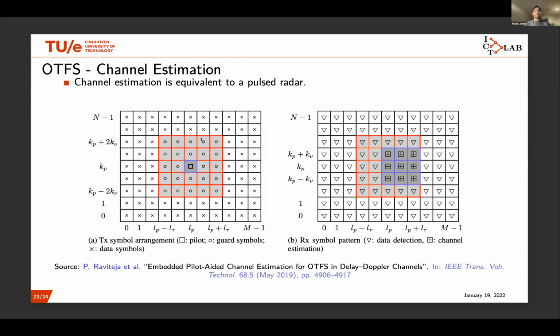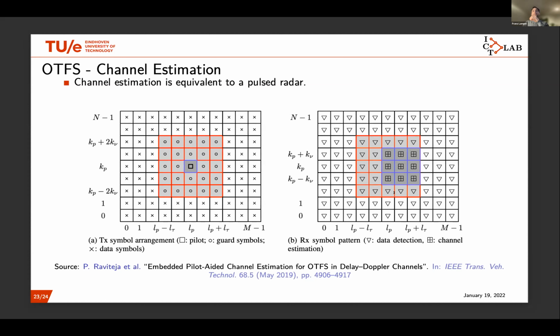Same here, because we have Doppler shifts, and Doppler shifts can be either positive or negative. We also have to keep a guard band up and down. And then we can directly observe, for example, in this case, how this symbol can only be spread in this region. So by channel estimating, the OTFS is actually probing the channel like a pulse radar does.